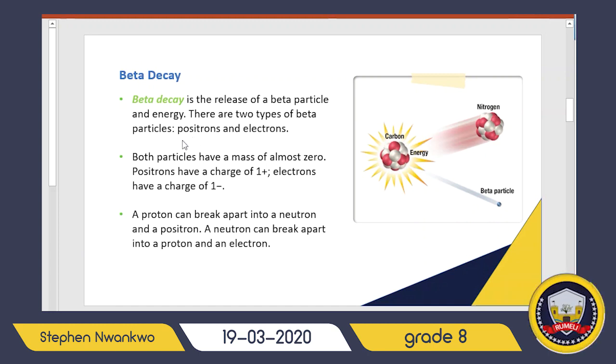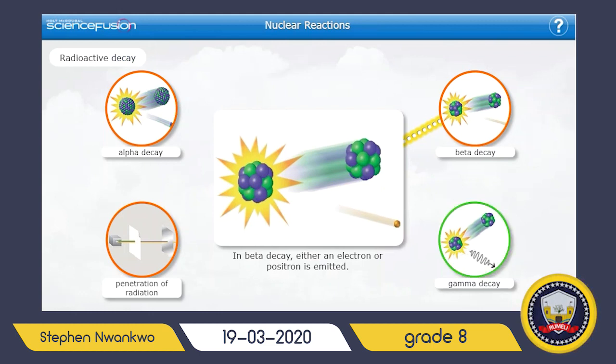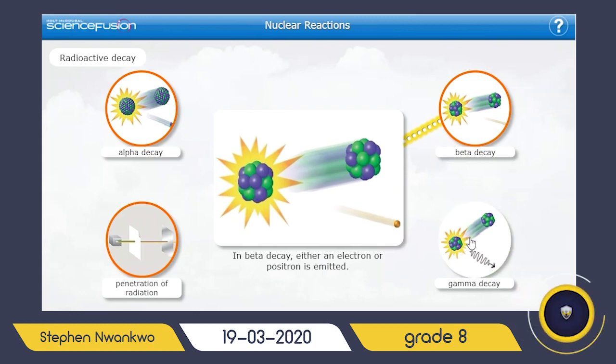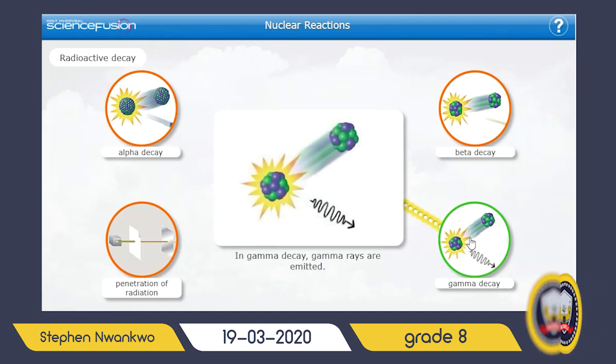These beta particles can be called positron or electron according to their charge. If it is positive, it is called a positron. If it has negative charge, it is called an electron. Positive is called positron, negative is called electron. Don't forget. But both of them can be considered beta particles. What about gamma decay?